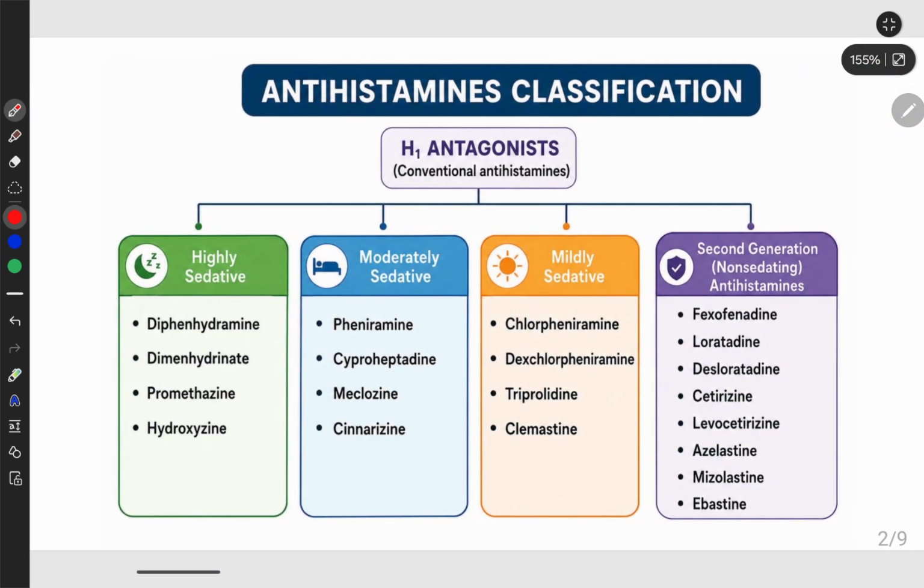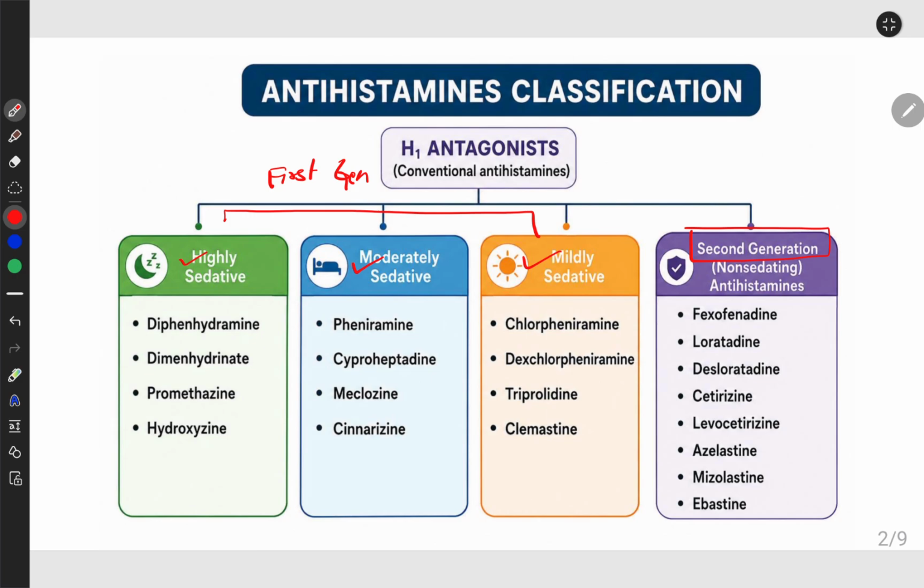So how are H1 antagonists classified? The H1 antagonists are classified into two categories. The first generation antihistaminics and the second generation antihistaminics. The first generation antihistaminics are divided into three categories: highly sedative, moderately sedative, and mildly sedative.